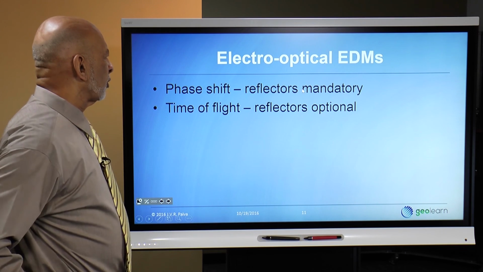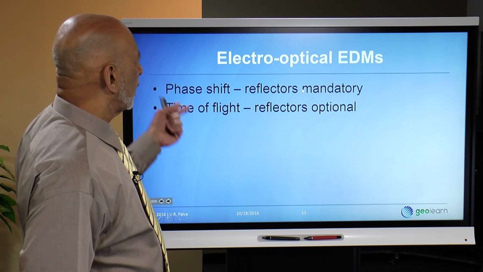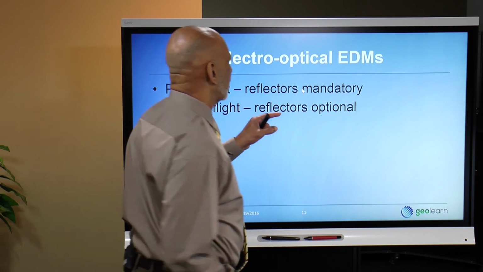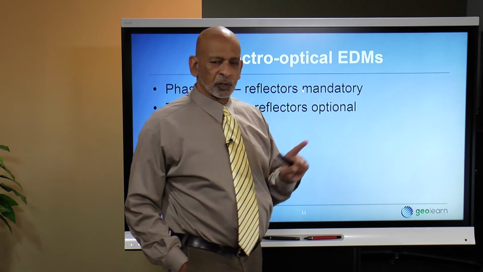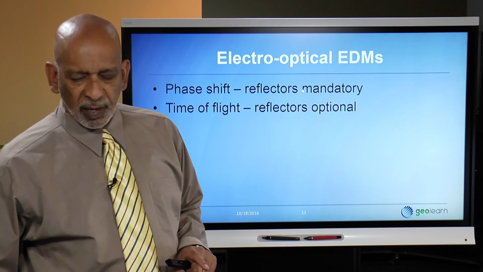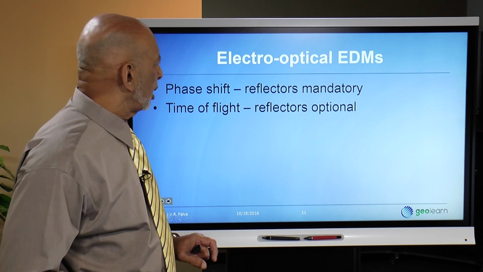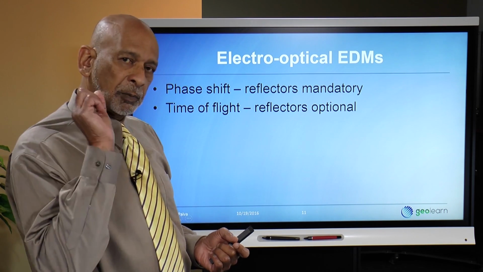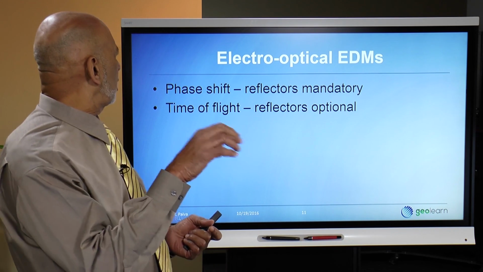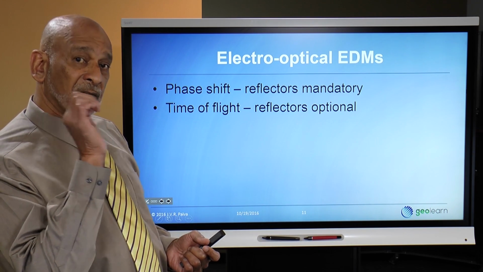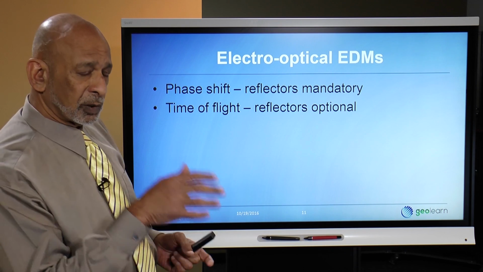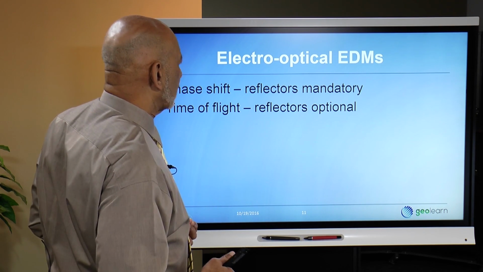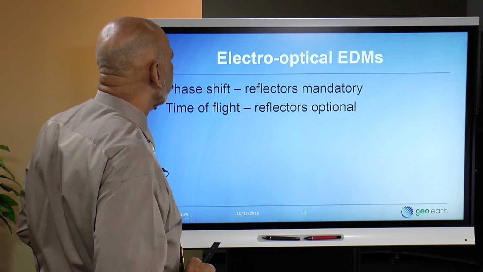There are two kinds of EDMs, and I'm going to call them electro-optical EDMs. You should be aware of that term. That's to distinguish them from the microwave system. So the microwave system is not electro-optical. It's actually microwave or radio based. Electro-optical, on the other hand, are projecting light. Sometimes it's visible, sometimes it's invisible. The invisible is the infrared. The visible is more often than not a red laser, although I have seen green lasers used occasionally.